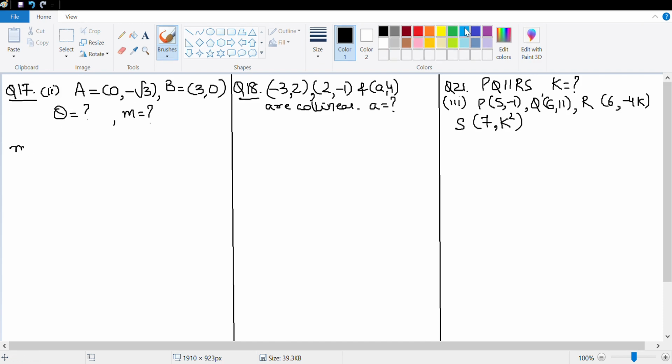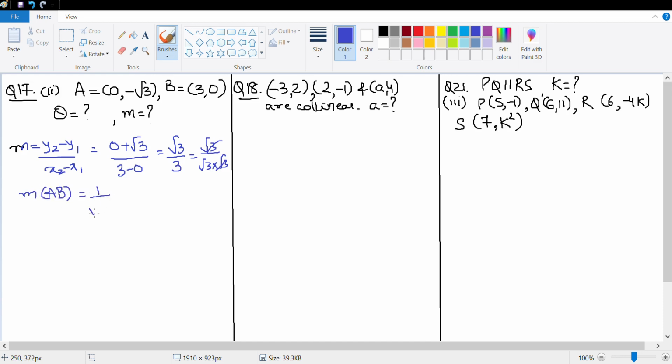So m is equal to y2 minus y1 upon x2 minus x1. In this case, y2 is 0 minus y1, that's minus of -root 3, which means 0 plus root 3 upon x2, that's 3 minus 0, which means root 3 upon 3. This can be written as root 3 upon root 3 into root 3, which means slope of AB is equal to 1 upon root 3. So we've already calculated one part. So this is 1 upon root 3.